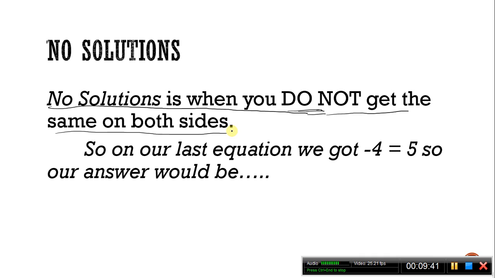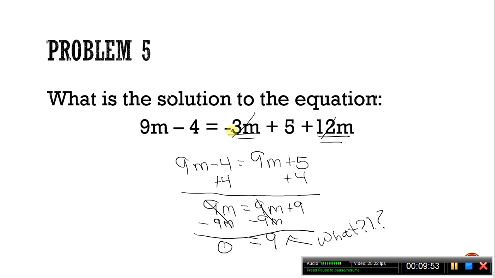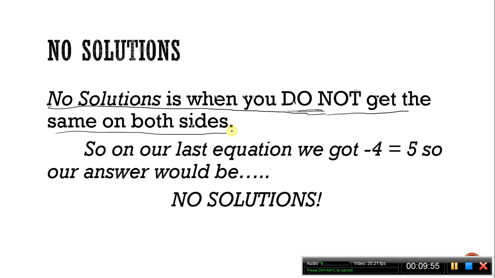So on our last problem, we got -4 equals 5. So our answer would be no solutions. I think we also got 0 equals 9. So since 0 does not equal 9, we know we have to have a no solutions.